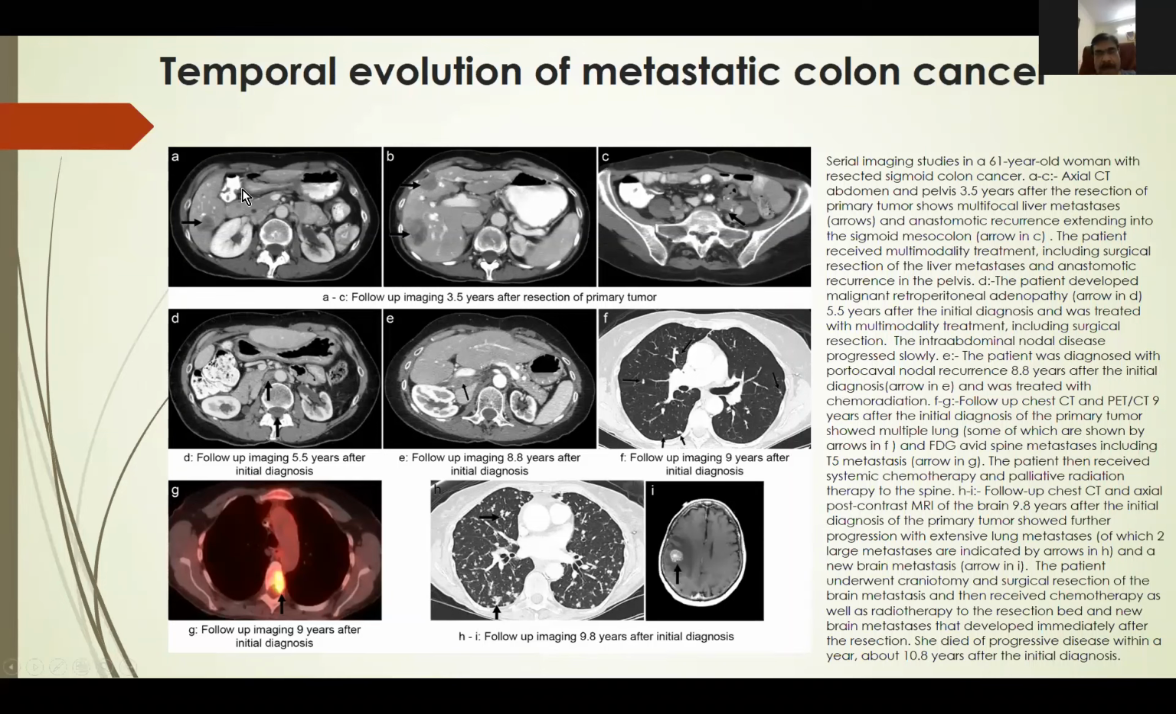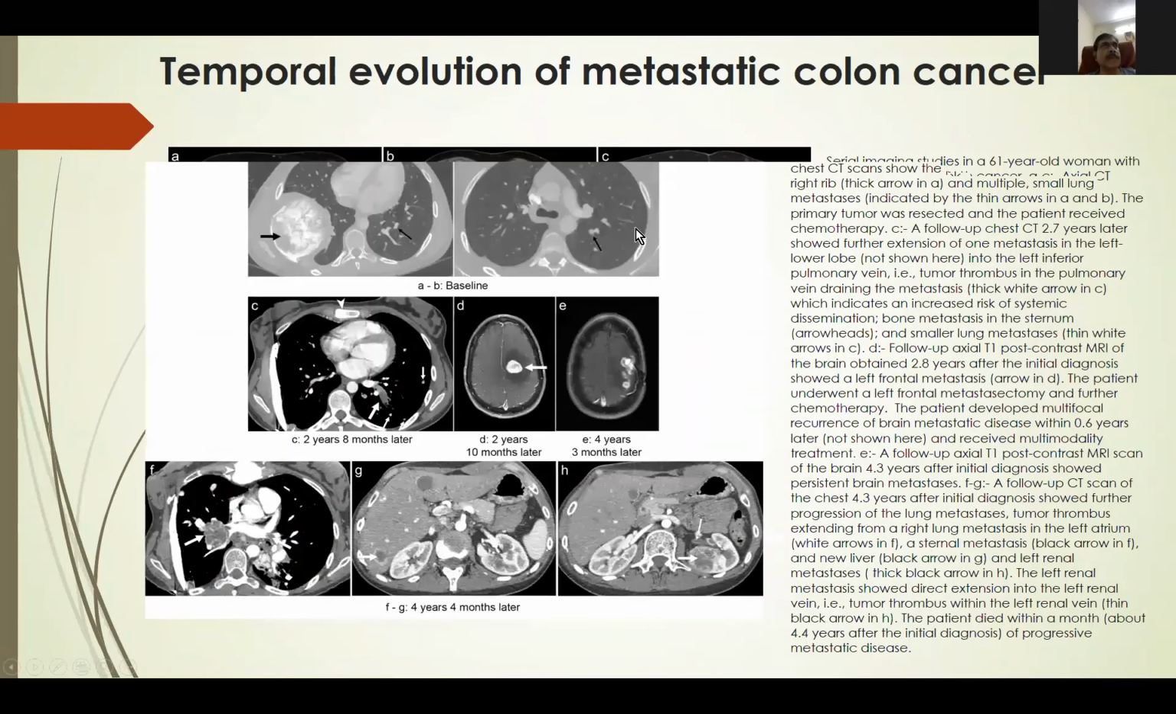So from diagnosis, it took about 9.8 years, or almost 10 years, for the patient with colon cancer to develop brain metastasis. Most patients may not survive this long, but there are some patients who do. And we need to keep in mind that once these patients develop lung metastasis, they are at risk for systemic dissemination to bones, brain, or anywhere else in the body.